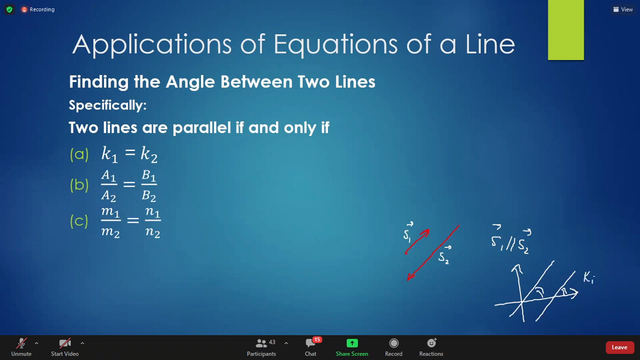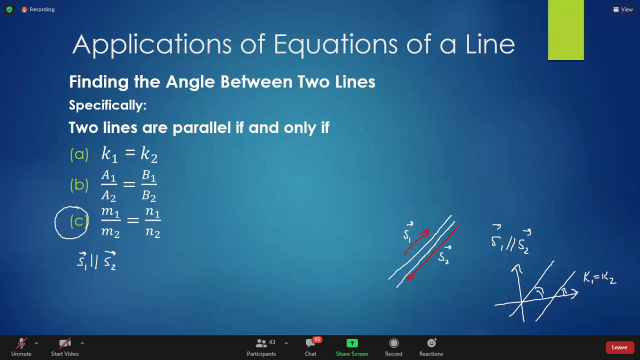Here for these two lines, for example, we might have parallel direction vectors. That would be option C. You see, the direction vector M1, N1 of the first line is collinear to the direction vector M2, N2 of the second line, which means by the test of collinearity for vectors, the coordinates, the numbers M1, N1, M2, N2 must be in proportion.